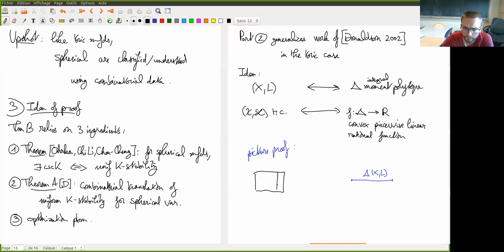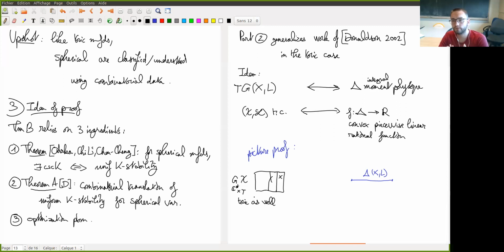But if you recall, a test configuration was something like this. It was equipped with an additional action of C star, but here you start with a toric variety, so your X is equipped with an action of T. So actually, it is enough to consider only a T-equivariant test configuration. So that means that you will have an action of a higher dimensional torus on curly X. And actually, it makes it toric as well.